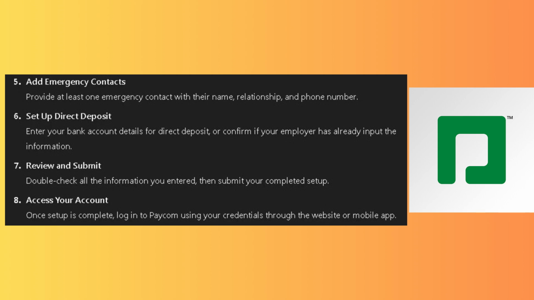Set up direct deposit. Enter your bank account details for direct deposit and confirm if your employer has already inputted the information correctly. Review and submit. Double check all the information you have entered, then submit and complete your setup.